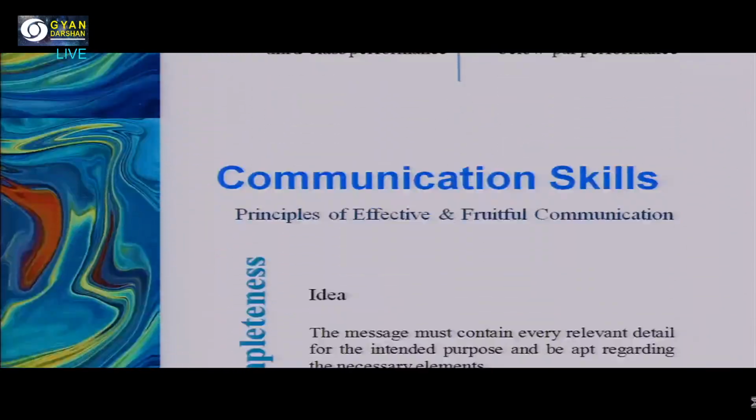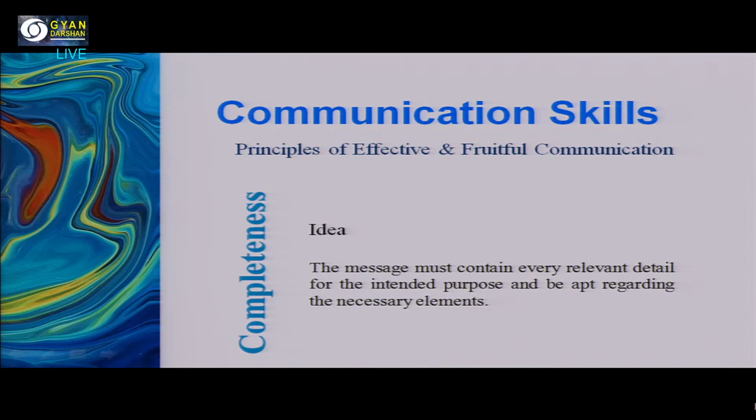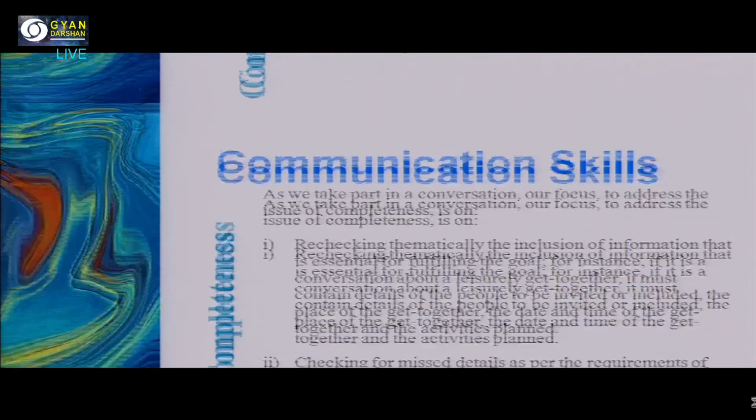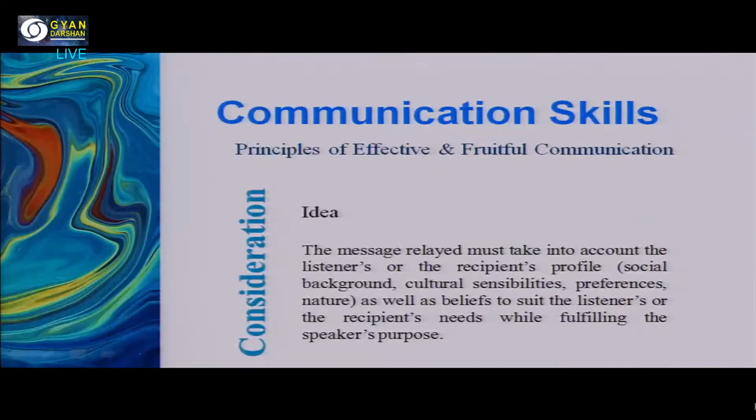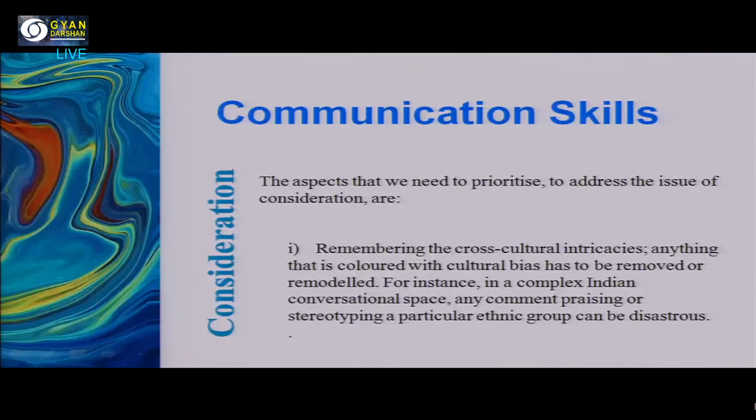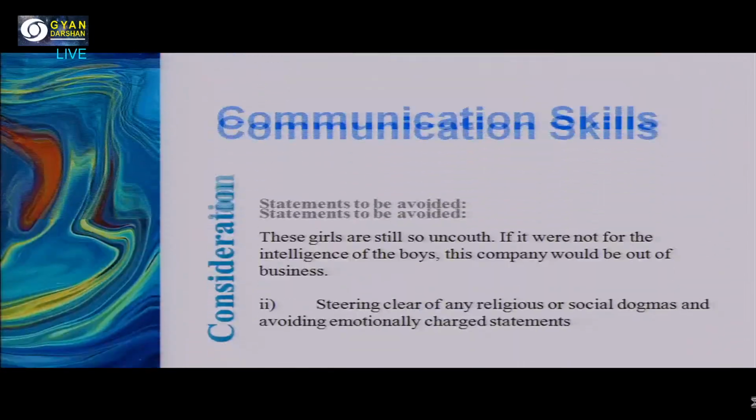So, apart from maintaining courtesy, another important thing is that the idea that we are conveying should be complete in itself. So, completeness is also an important feature that we need to focus on. And the last but not the least is consideration. The message that we are trying to convey must also keep in mind the recipient's profile, which means the background, the cultural sensibilities, the preferences. So these are various things that we need to consider.